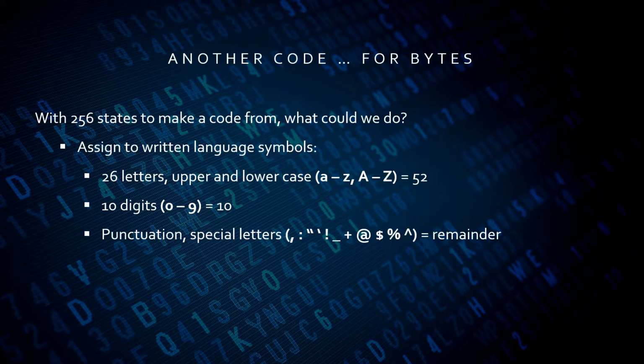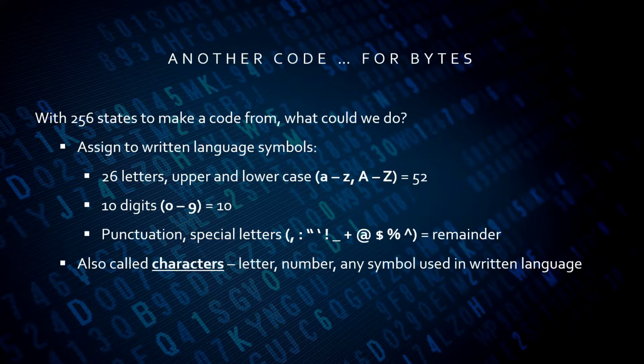Mainly now what we have left are pretty much our punctuation and special characters like commas, colons, and quotations, which are used to separate main key points in a sentence, as well as exclamation marks for punctuation, as well as spaces to actually separate the words that we're talking about. So all of these symbols have a special name, and that is a character. A letter, number, or any symbol used in written language is called a character.